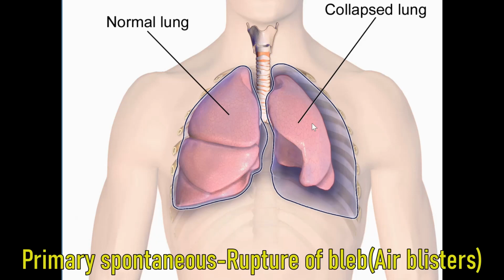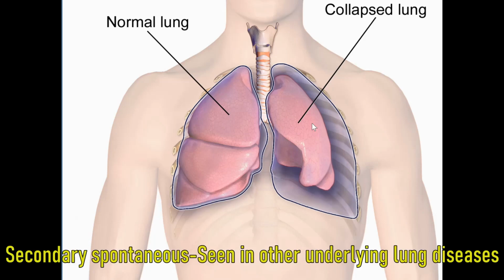Spontaneous. What is primary spontaneous? No specific cause. It is due to the sudden rupture of a bleb. What is a bleb? It is an air blister or thin-walled sac of air. When it ruptures, air leaks into the pleural space, causing the lungs to collapse. It is usually seen in tall, thin males in their 20s, and smoking increases the risk. In secondary spontaneous, no specific cause, but usually there is an underlying lung disease, for example pneumonia, COPD, etc.